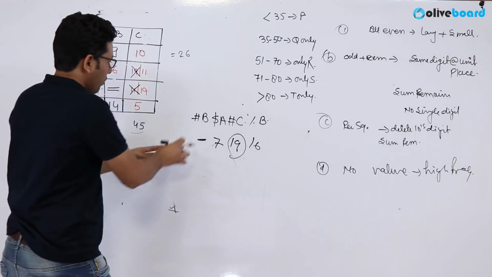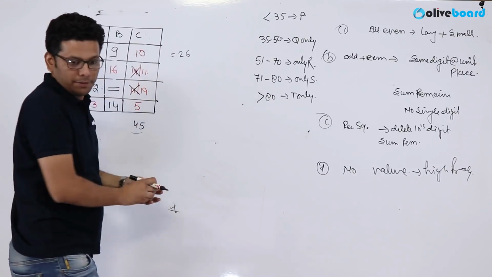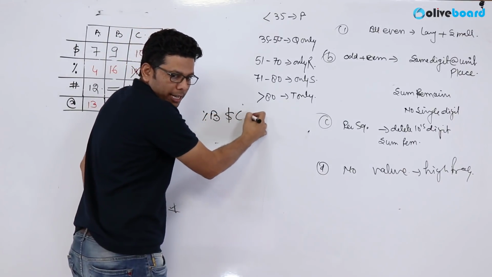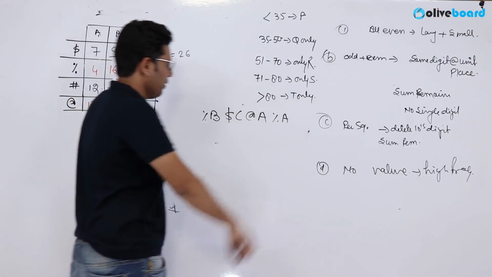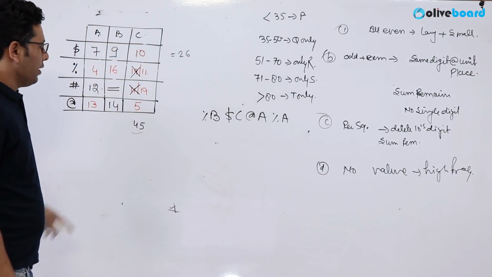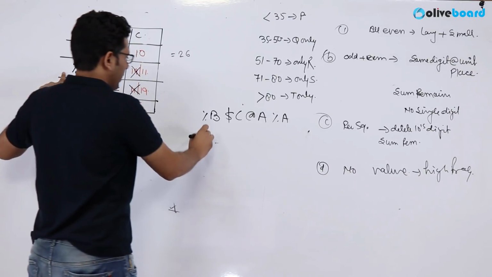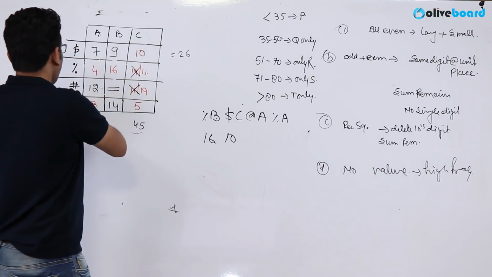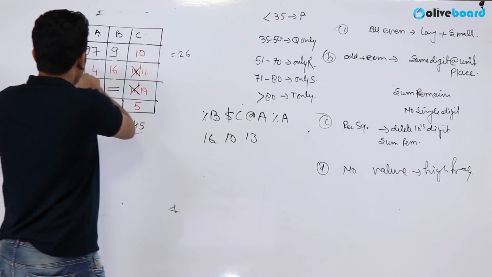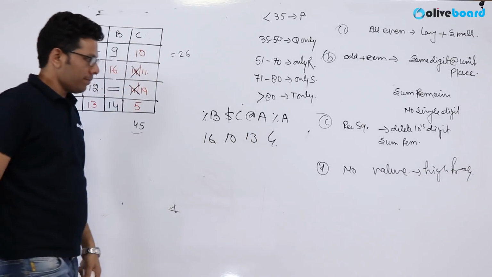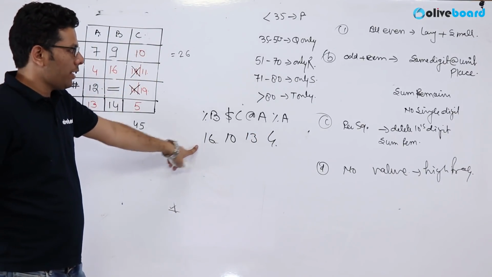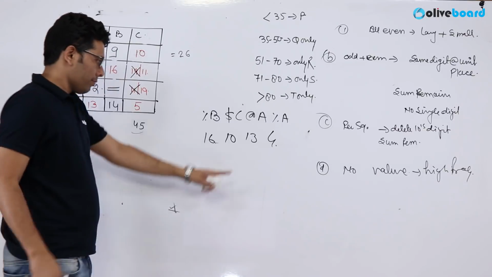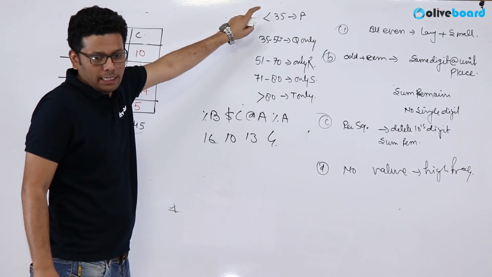And the next option I have is percent B, $C, at the rate A, percent A. If I take the data from this one, percent B is 16, $C is 10, at the rate A is 13, percent A is 4. Okay, and there is one more perfect square: delete the tens digit and take the sum of the remaining, 6, 3, 4. Again it would be less than 35 and the signal P glows.